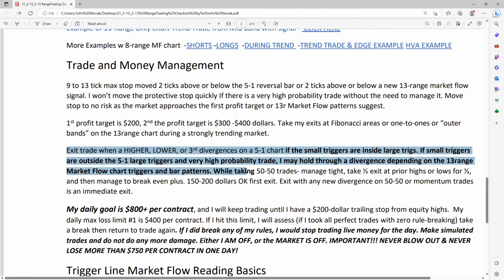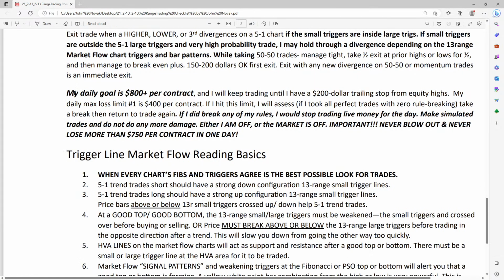Exit with higher and lower second or third divergences. You guys already know that. While taking 50-50 trades, you can take a little less profit and then get to break even. My daily goal is 800 a contract. And then basically I'll have a $200 trailing stop from equity highs. Now, I do it in 2 phases.